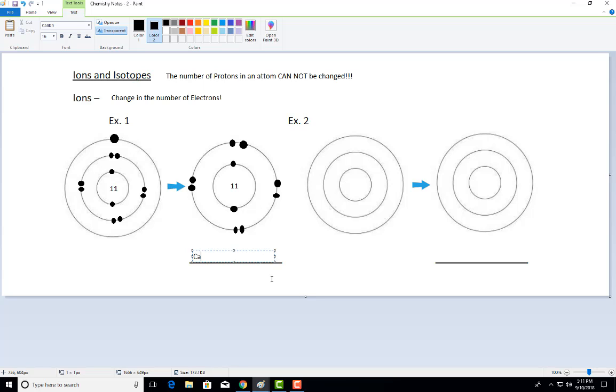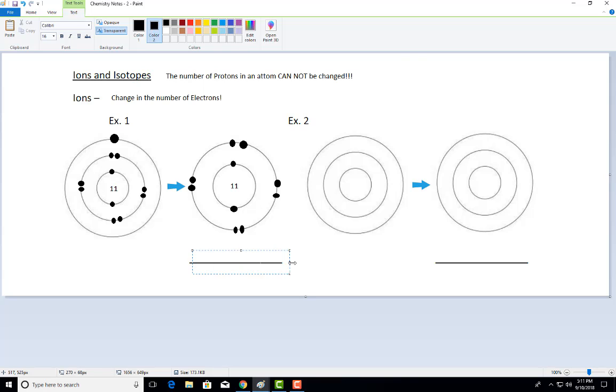And so we call this a cation. The reason I remember it is that I like cats, and when I pet them, they purr. And that makes me happy. So it's positive because it purrs, and it's a cat, so it's a cation. So cation, this is a positively charged atom.